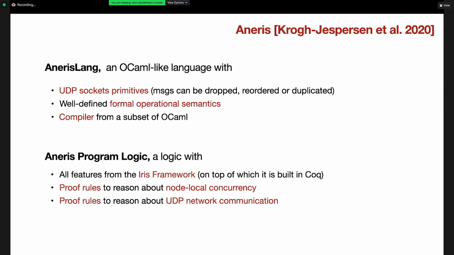All right. And so once we implement this library, we then translate it into AnerisLang, which is a formal language with well-defined operational semantics that features node-local concurrency and UDP socket primitives. So it's about a UDP network. And it also comes with the Aneris program logic, which provides proof rules to reason precisely about this node-local concurrency and to reason about communication, and reliable communication, over a UDP network. And it is built on top of the Iris framework, in Coq, and benefits from all the features of the Iris framework.